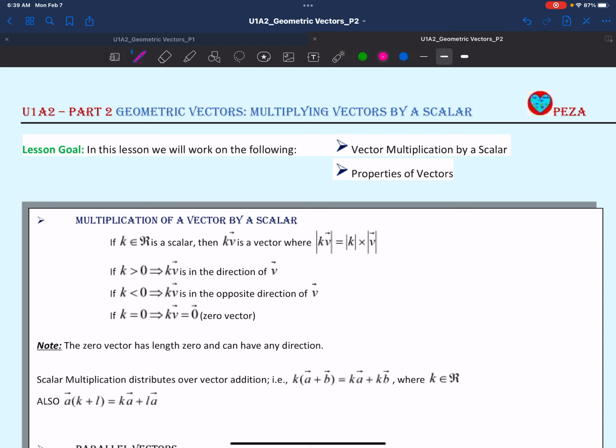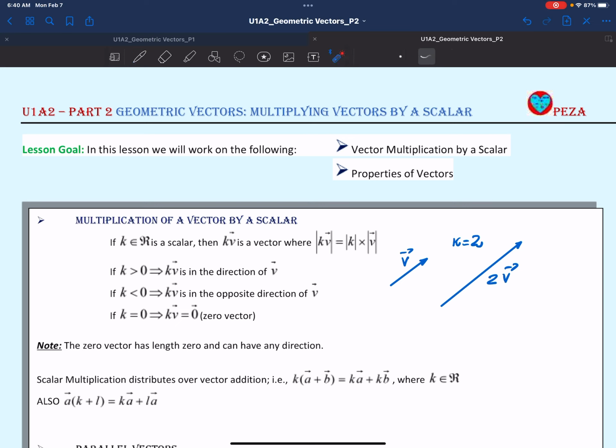What does that mean? Suppose that you have some vector v here, and you're multiplying vector v by some number, for example, 2. So that means k equals 2. If you multiply vector v by 2, it means that you're making vector v 2 times longer. So the magnitude of v will be twice as big. The direction, though, will stay the same. So this will be vector 2 times v.